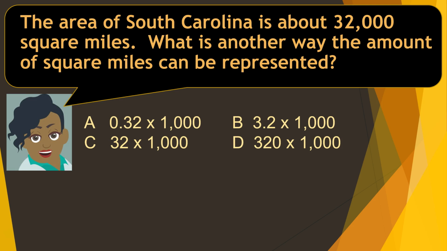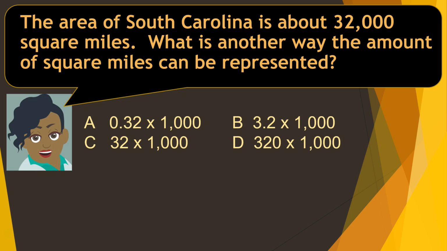Here's our next problem. The area of South Carolina is about 32,000 square miles. What is another way the amount of square miles can be represented? Pause the video and think about how you would solve this problem. Then push play when you're ready to continue. So we need to test each answer choice to see which one will equal 32,000. It looks like all of the answer choices are multiplied by 1,000.